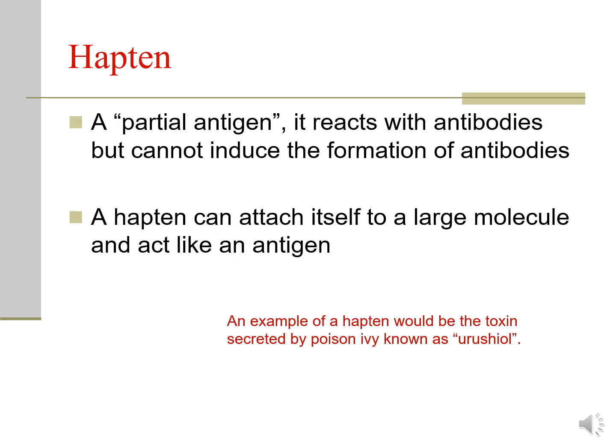A hapten is basically a partial antigen. It reacts with antibodies, but it cannot induce the formation of antibodies. I'll say that again. It acts antigenically, but it cannot induce the formation of antibodies. I'll give you a couple examples of that. Urushiol, which is a toxin associated with poison ivy, and hydralazine, which is a blood pressure lowering drug, can also act as a hapten. So both urushiol and hydralazine are haptens.